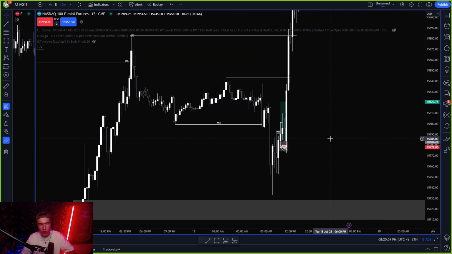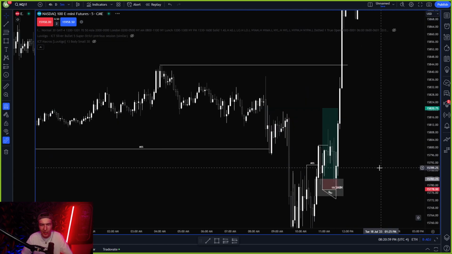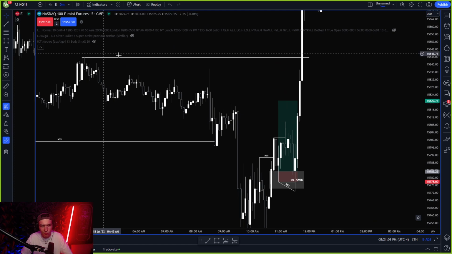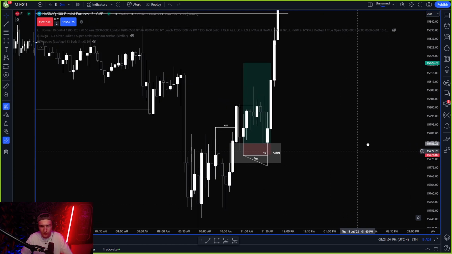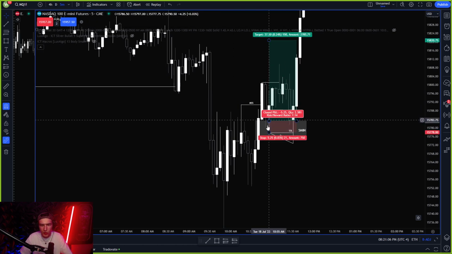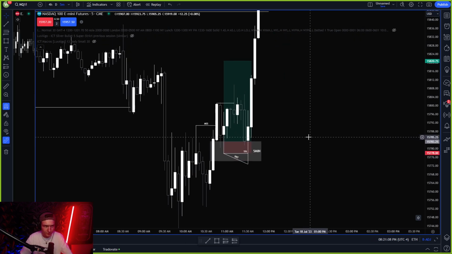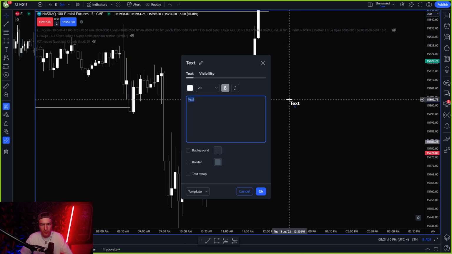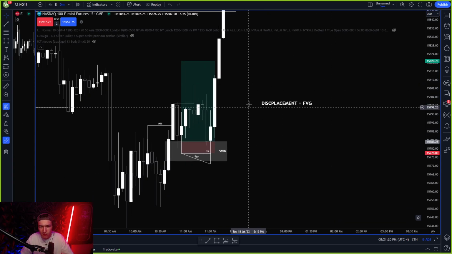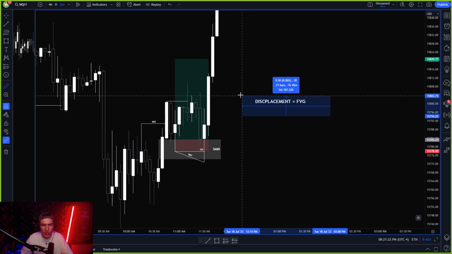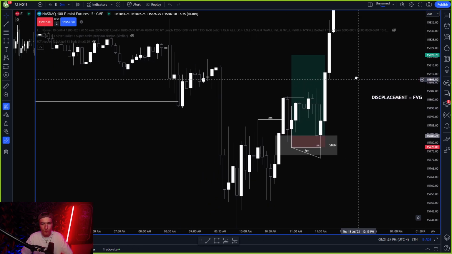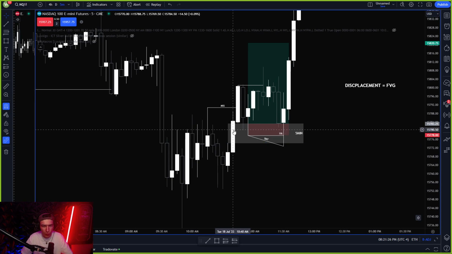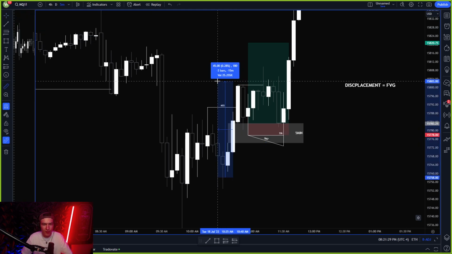Okay, we're bullish. What do we need to see though? Right? I'm not interested in having any sort of confidence that this is the draw unless we get displacement. Okay, chop, chop. Displacement to the upside. Wow, we have a fair value gap here. Guys, listen when I say this. Displacement equals fair value gap. Displacement is a fair value gap. A fair value gap is displacement. For this fair value gap to form, we need displacement.